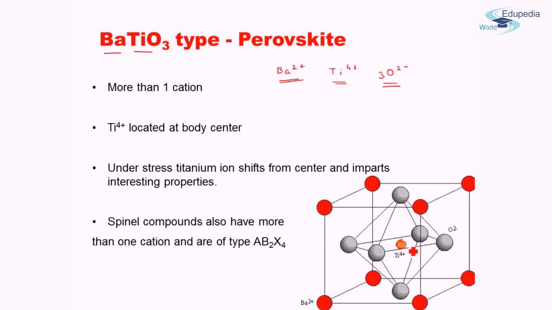Now this Ti4+ ion is located at the center, the body center, but under stress, mechanical stress, what happens is that the Ti shifts either above or below, thereby creating a dipole kind of scenario. The charge is not symmetrically at the center now, and this leads to interesting properties which provide very useful applications for the perovskite kind of structure. We'll see this in future lectures.